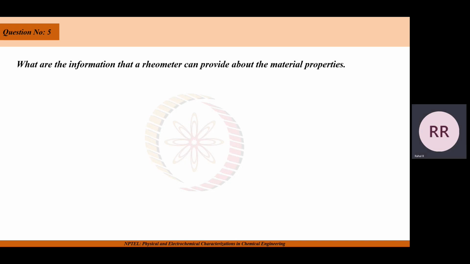I will read the question once again. What are the information that the rheometer can provide about the material properties? Think about it for a few more seconds, and I will discuss that with you.